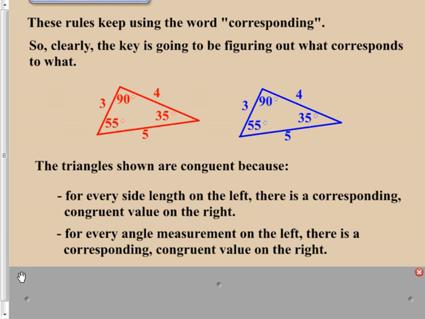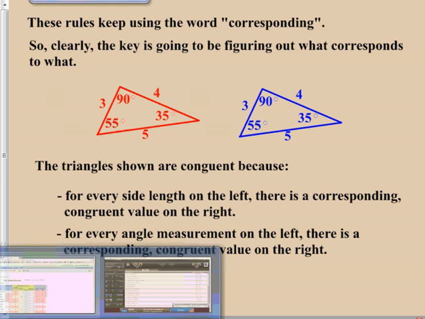Also, for every angle measurement in the figure on the left, there is a corresponding congruent value on the right. Obviously, 90 degrees on the left, 90 on the right. 55 on the left, 55 on the right. 35 on the left, 35 on the right. It's really kind of a no-brainer. When they hand us all of the information, all we have to do is just compare one figure to the next.